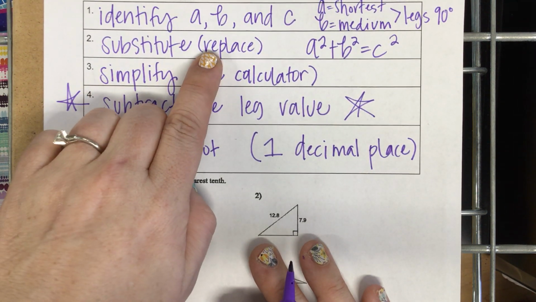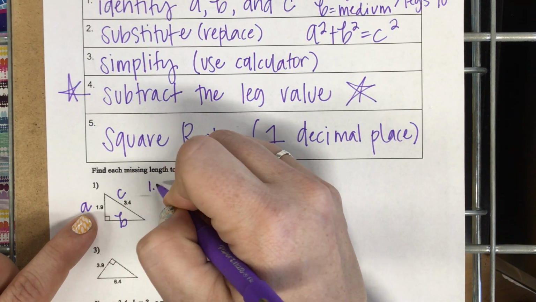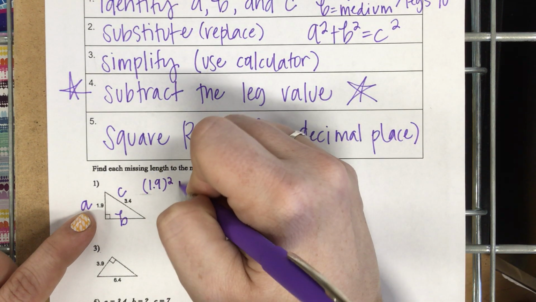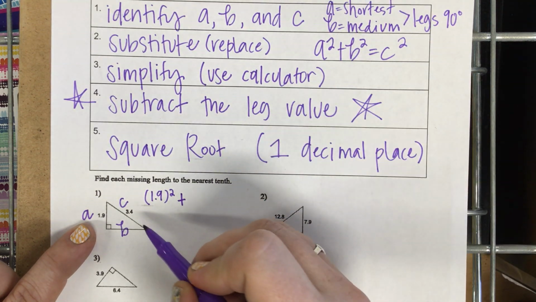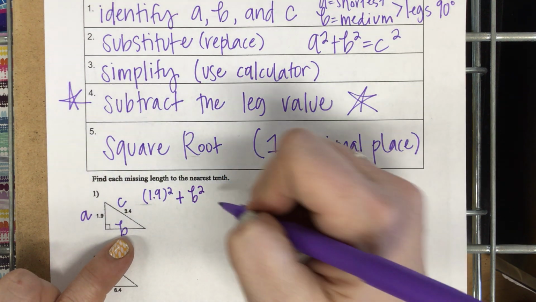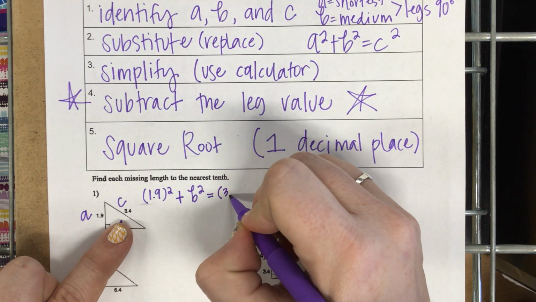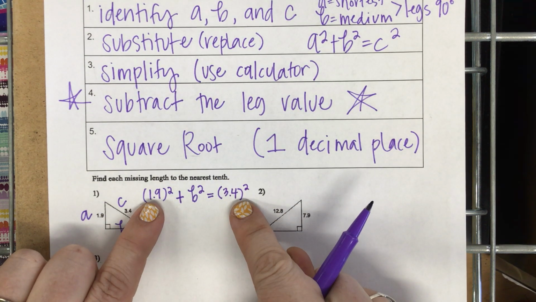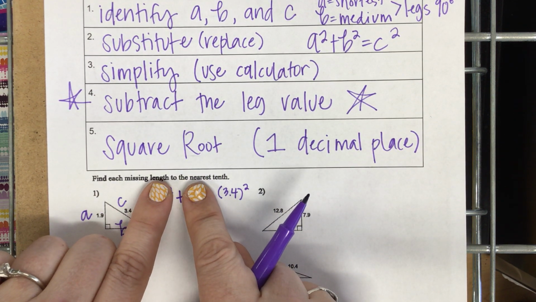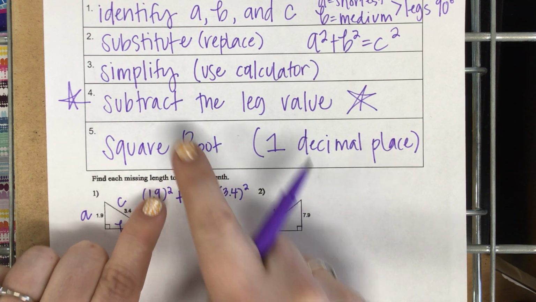Now I'm going to substitute. Instead of A squared, I'm going to write down 1.9 squared plus, and instead of B, which is my medium, I don't have a B number, so I leave it as B squared, equals, and instead of C squared, I'm going to put in 3.4 squared. So they're separate. When I first did this to solve for the hypotenuse, they were together on the same side, so I could just put them together. But now they're separate, so I need to simplify.